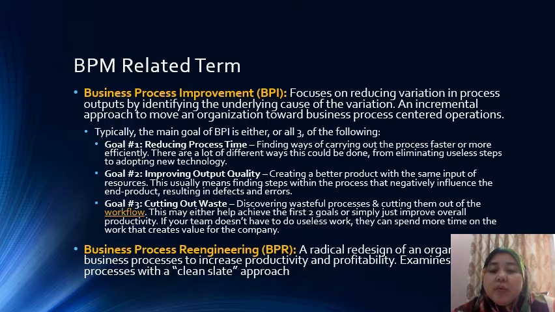So we may have the same input that will generate different types of outputs. So we want to have some sort of control over the quality of the output that we produce. The third one is cutting out waste, which is irrelevant in our workflow. Another term is what we call business process re-engineering.